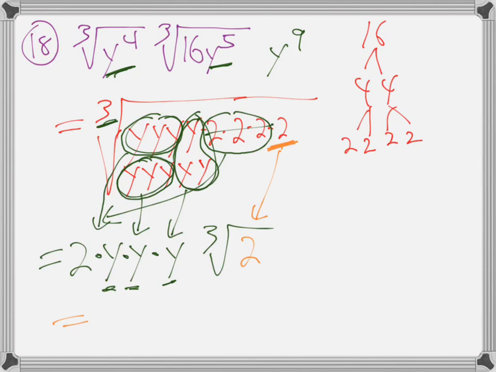So what's our final answer then? 2y cubed, right? 3 y's. Cube root of 2. Got to keep that 3 in the hook all the way to the end. We never change the number in the hook. 2y cubed, cube root of y.